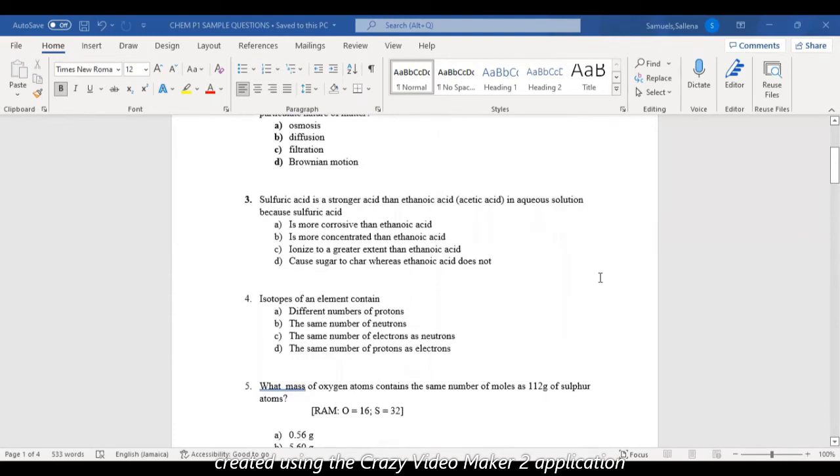Sulfuric acid is a stronger acid than ethanoic acid, otherwise known as acetic acid, in aqueous solution, because sulfuric acid is A, more corrosive than ethanoic acid, B, more concentrated than ethanoic acid, C, ionized to a greater extent than ethanoic acid, or D, causes sugar to char, whereas ethanoic acid does not. The answer is C, it ionizes to a greater extent than ethanoic acid.